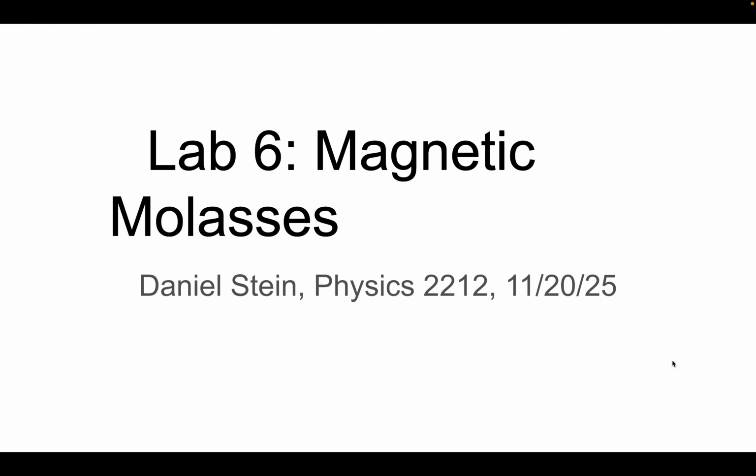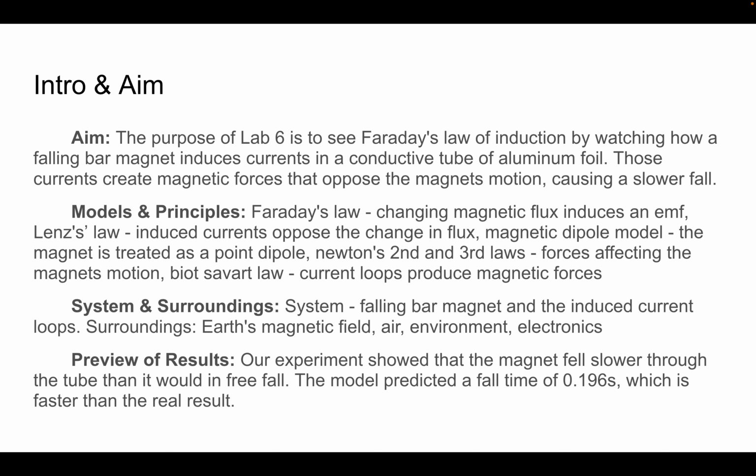This is Lab 6, Magnetic Molasses. The purpose of Lab 6 is to see Faraday's law of induction by watching how a falling magnet induces currents in a conductive tube of aluminum foil. These currents create magnetic forces that oppose the magnet's motion, causing a slower fall.